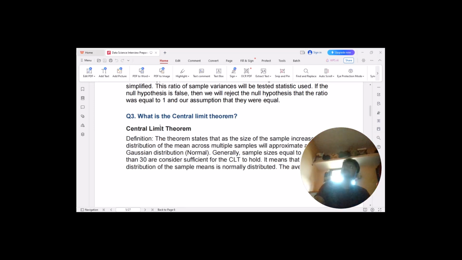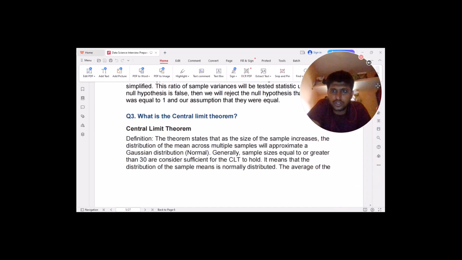So this is the particular thing we'll dive into. All right. So, the central limit theorem. This theorem states that as the size of the sample increases, the distribution of the mean across multiple samples will approximate a Gaussian distribution. Gaussian distribution is nothing but a normal distribution. Generally, a sample size equal to or greater than 30 is considered sufficient for the CLT, the central limit theorem, to hold. So it means that the distribution of sample means is normally distributed.